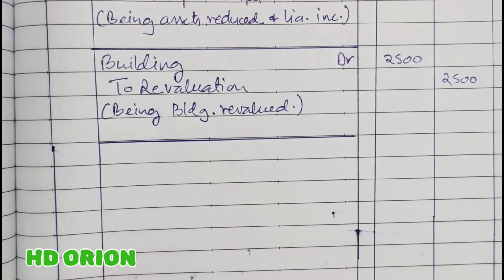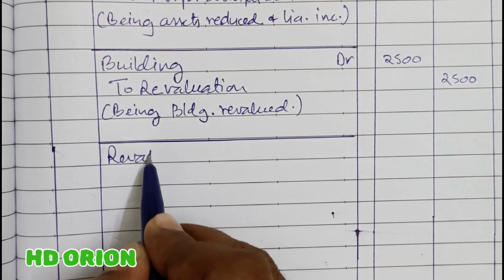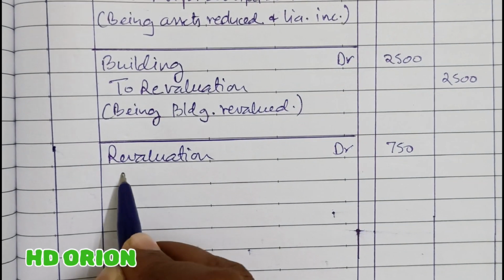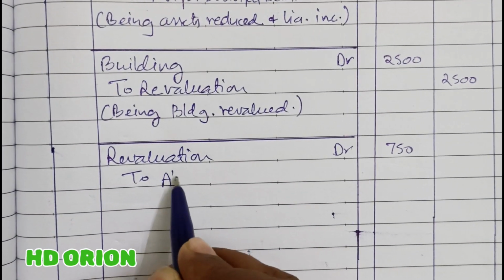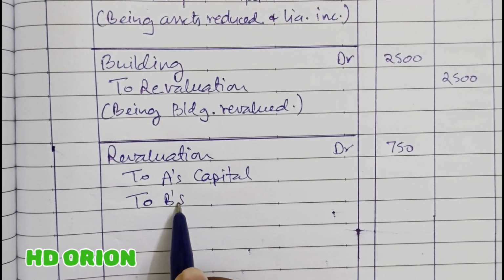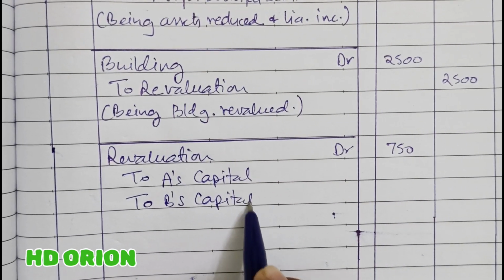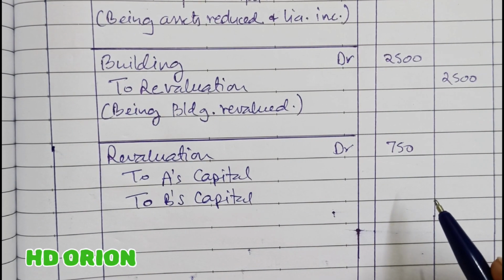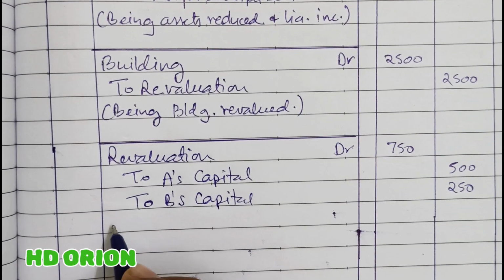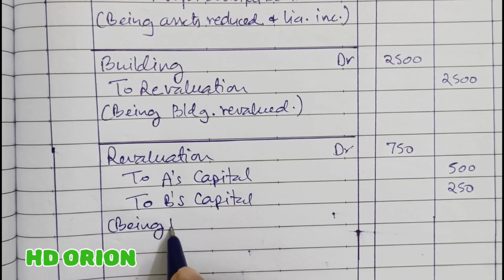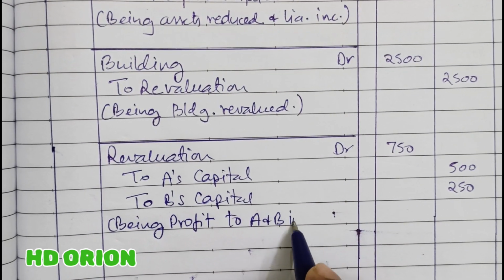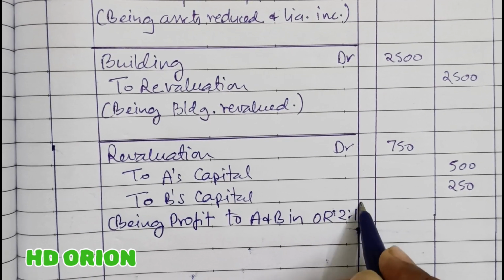So we will transfer this to partners capital account. Revaluation account debited 750 to old partners capital account. So to A's capital account and to B's capital account, 750 and their profit sharing ratio is 2:1. So 500 and 250, in old ratio, that is 2:1.